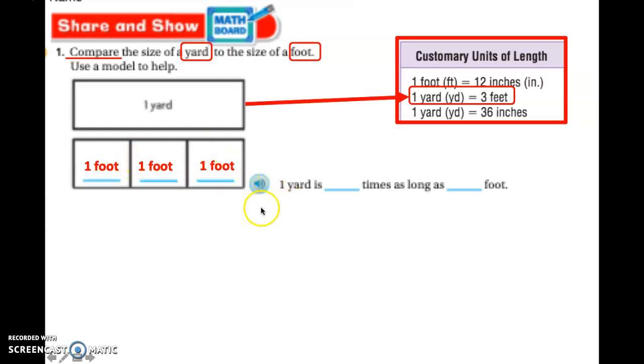1 yard is blank times as long as blank foot. Now I know my word times. I'm going to multiply. So 1 yard is how many times greater than a foot? 1 yard is 3 times as long as 1 foot. So I have 1 foot, 2 feet, 3 feet. Make up a yard.